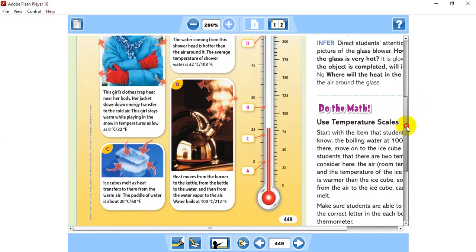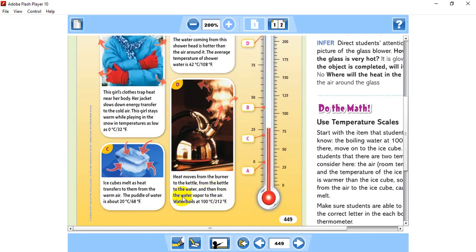The next example is letter D. See, heat moves from the burner to the kettle. What does burner mean, guys? This one is the burner. You can find it in the oven. See, this is the burner of the oven. It gives too much heat to boil the water here inside the kettle. So heat moves from the burner to the kettle, and from the kettle to the water inside the kettle itself. That is what we mean.